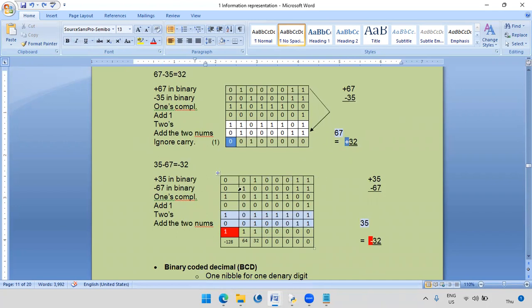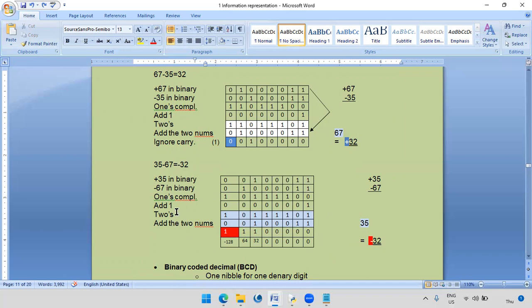So here is 35 and here is minus 67. Then we have to invert it. 1, 0, 1. All these big digits are inverted. Then you add 1. Then you get this number. And add up this. Bring this again. Add. You get this. Right? Get this number. And this is 128. Remember? For the negative numbers, this is 128. And all these positive ones, you get minus 32. Right. So that is correct.